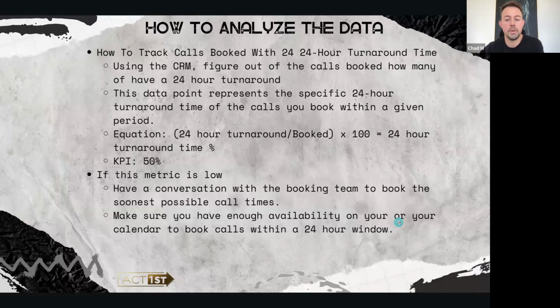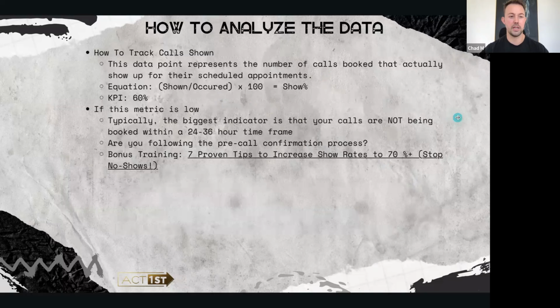Now, the second thing you could do as a high ticket closer is make sure that you have enough availability on your calendar to have these calls booked within a 24-hour window. Okay. So, like we talked about way back in an earlier module, the more availability you have and the more consistent availability you have, the higher percentage you're going to be able to get these calls turned over within that 24-hour period. All right. So, this metric is extremely important to your show rate. And obviously, if calls aren't showing, you're not going to close deals. So this is definitely one that you need to pay attention to.